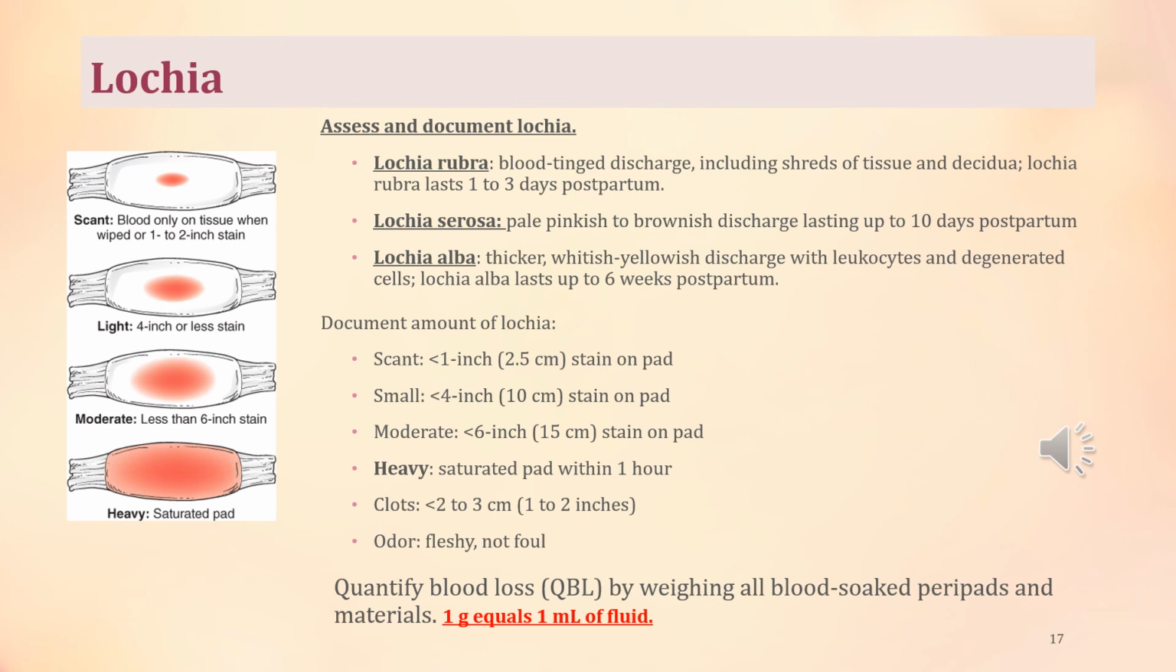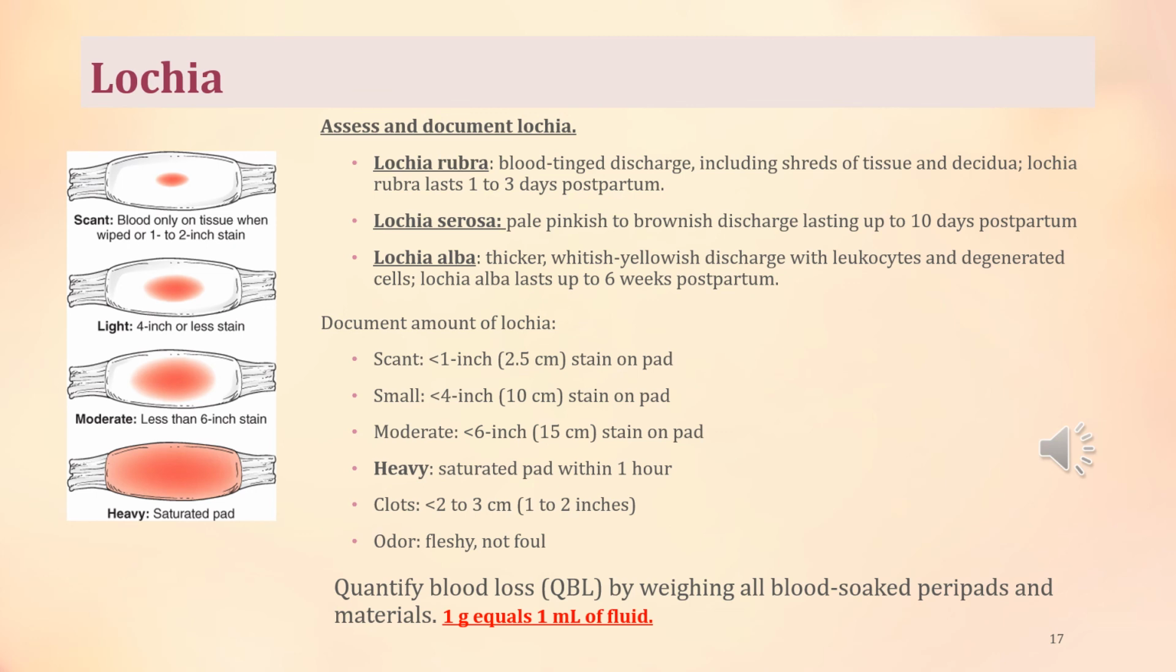So that is bright red bleeding. Typically that lasts 1 to 3 days. Serosa then becomes pink to brownish, and then alba is a whitish, yellowish discharge. And all this can last up to 6 weeks postpartum.